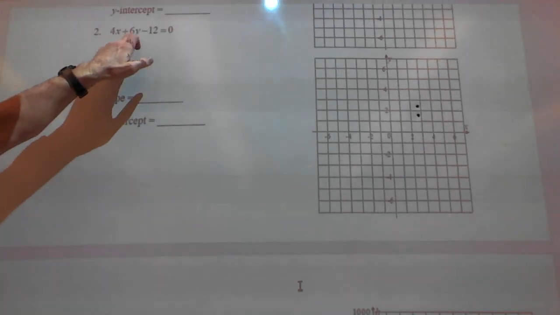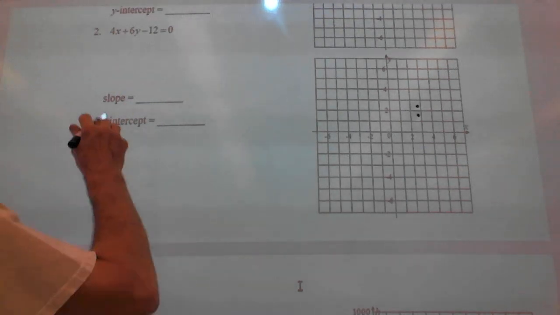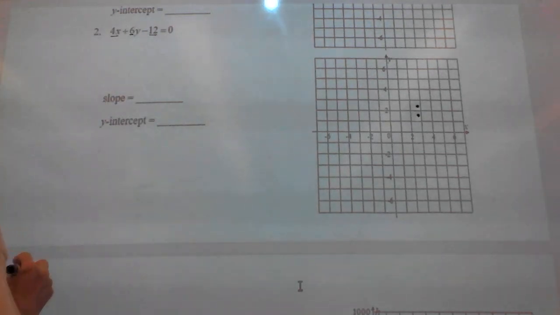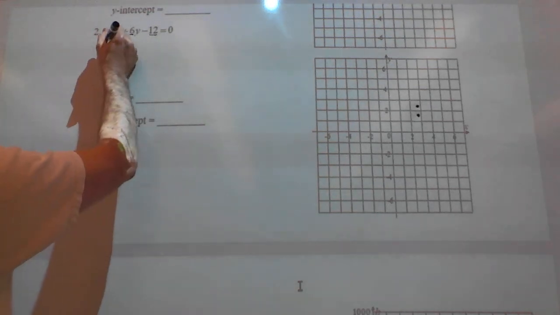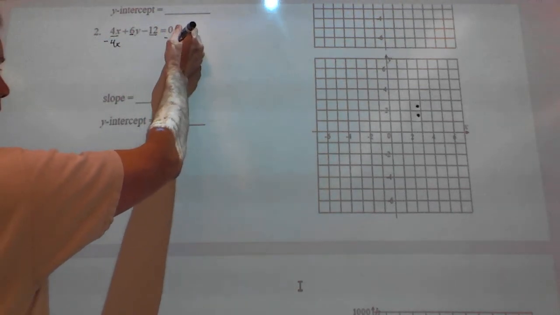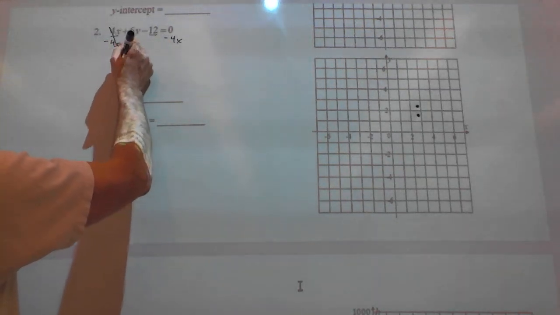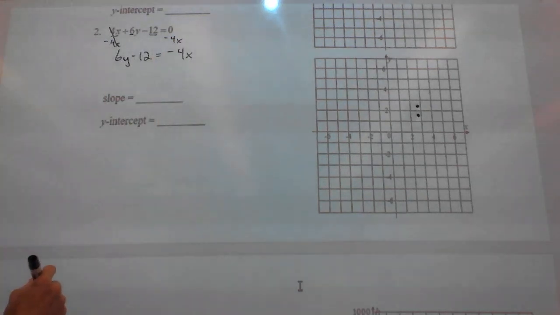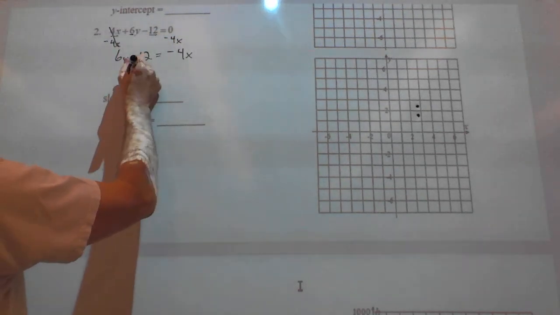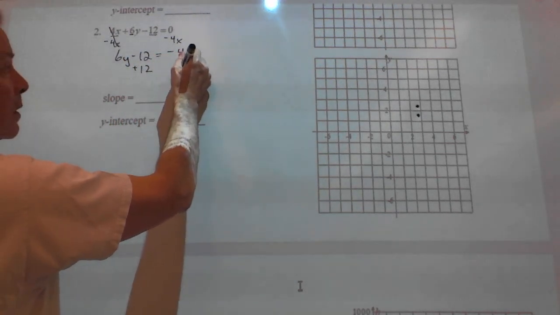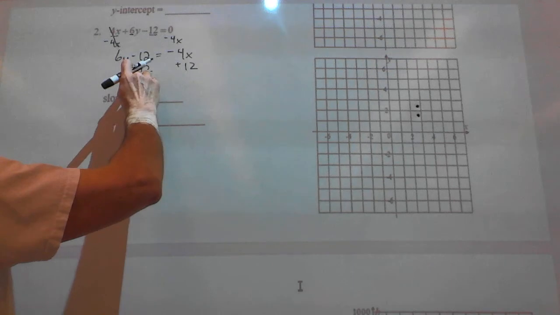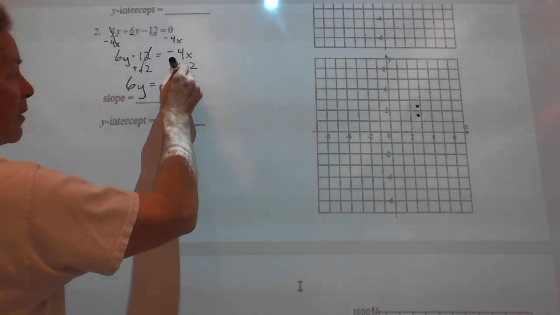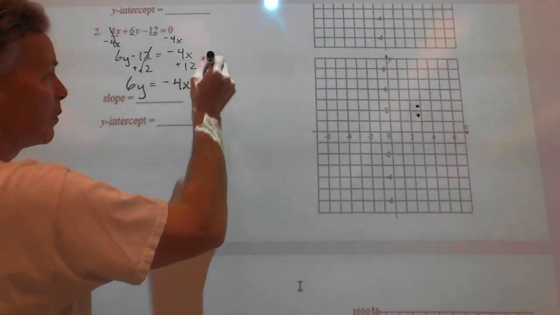So step 1, isolate y. We need to get rid of this 4x, we need to get rid of this minus 12, we need to get rid of this 6. So we're going to subtract 4x from both sides, giving us 6y minus 12 equals negative 4x. Then we're going to get rid of the 12 by adding 12 to both sides. Minus 12 plus 12 is 0, leaving us with 6y equals negative 4x plus 12.